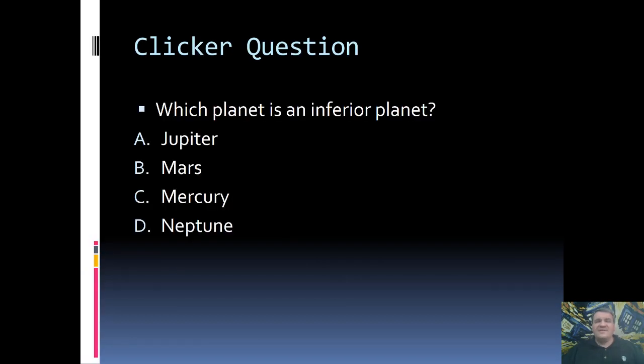Alright, so here is our second clicker question. Which planet is an inferior planet? A. Jupiter, B. Mars, C. Mercury, or D. Neptune? Go ahead and think about it, and we'll discuss in just a bit.